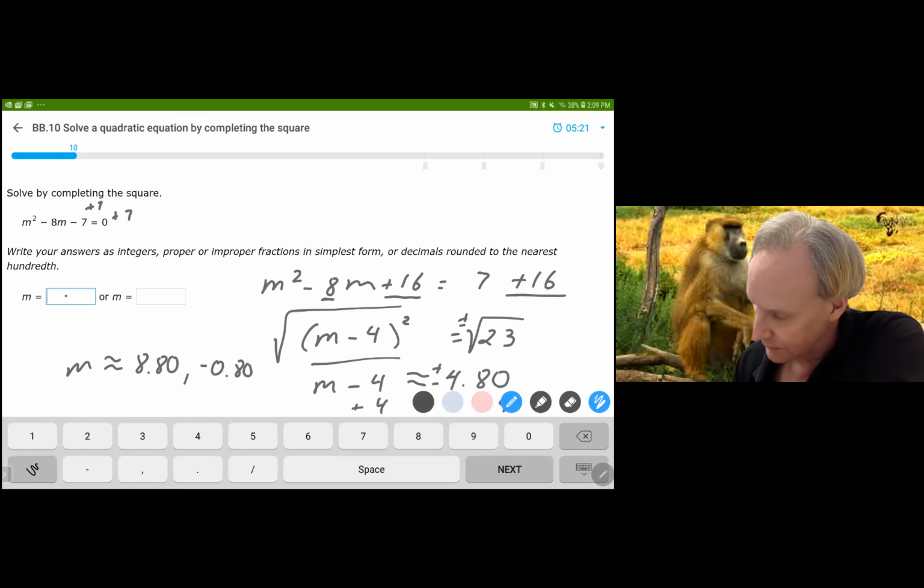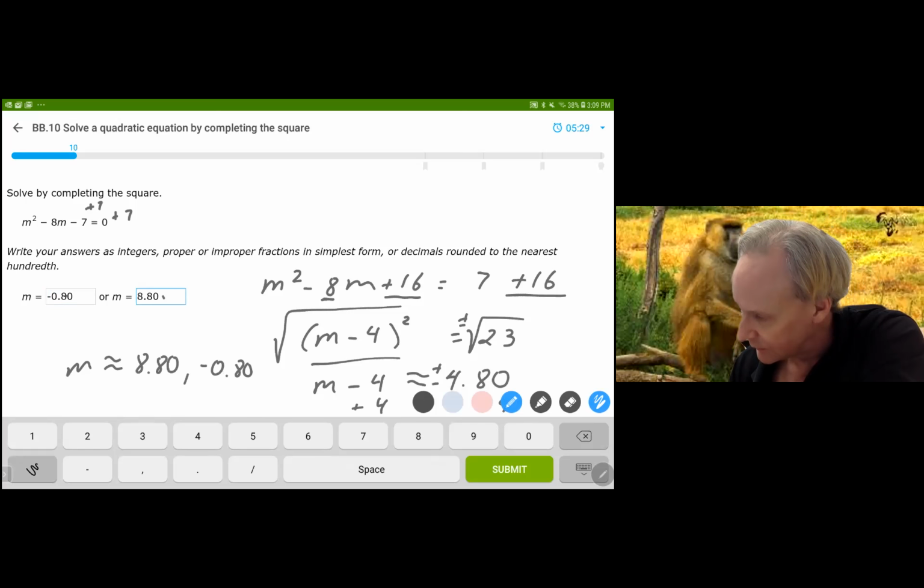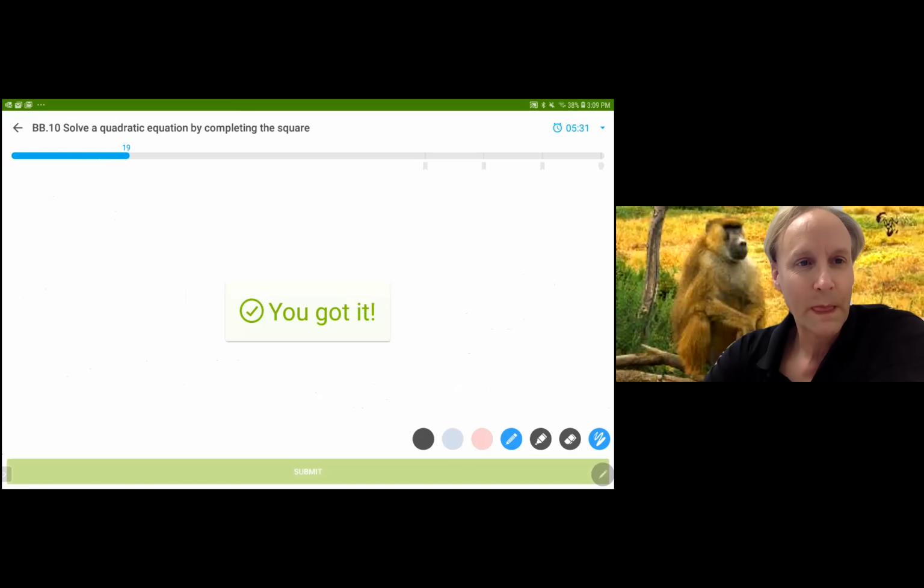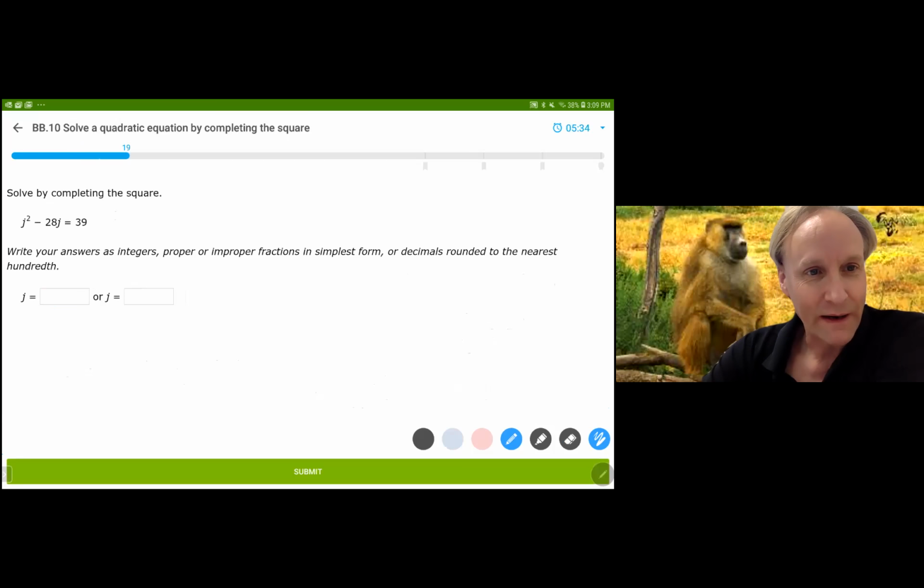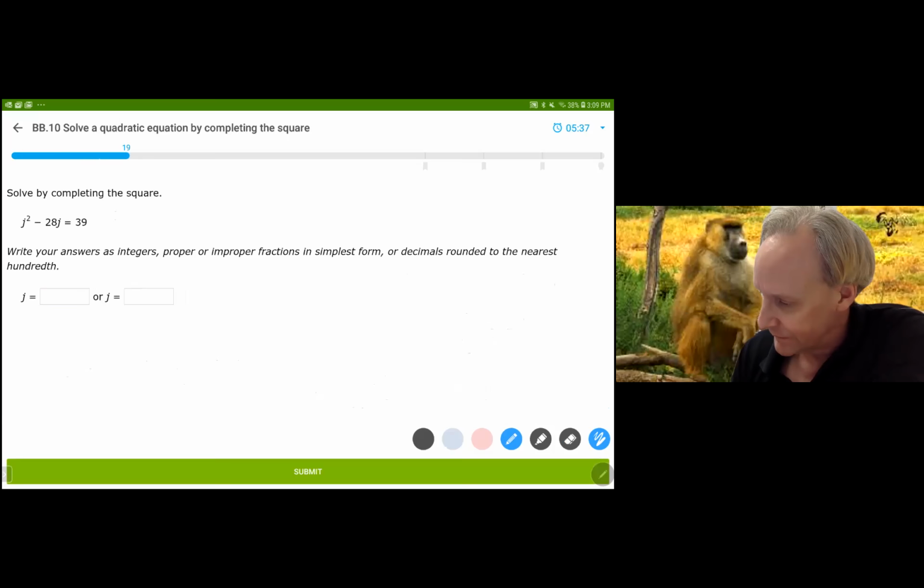Okay, I'm going to explain this one a little bit better. All right, so we have, in this case, j squared minus 28j, this is very similar to our other one, is equal to 39. And I want to make this work.